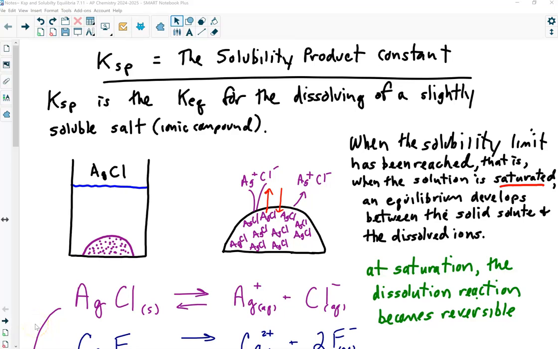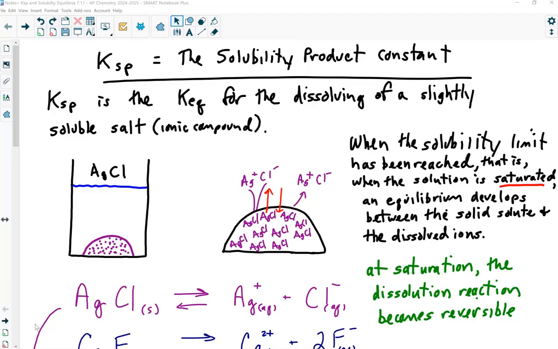All right, so today we're going to be talking about the solubility product constant. In a sense, it's just a KEQ, but it's going to be KEQ applied to what we call slightly soluble salts. That is, salts that you dissolve in water, but they're not very soluble. And well, why does chemical equilibrium apply to this?